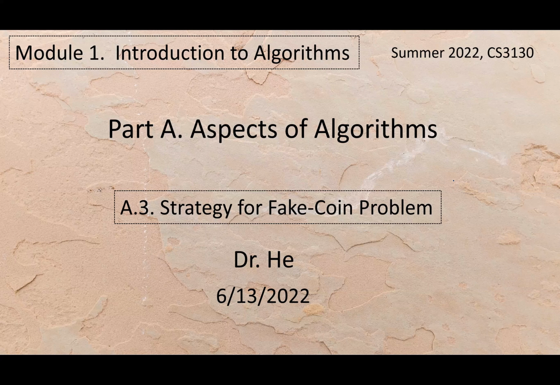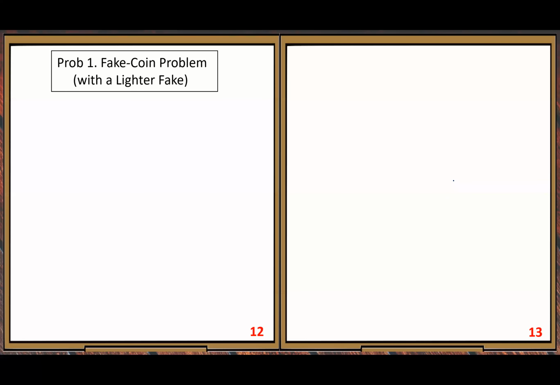Then, the next topic: I want to show you a concrete example, showing you strategies and executions. So I use the famous fake coin problem, a strategy for the fake coin problem. I think most of you have heard of that. It's a puzzle problem, before we learn any algorithm knowledge. So the first is the fake coin problem from our textbook.